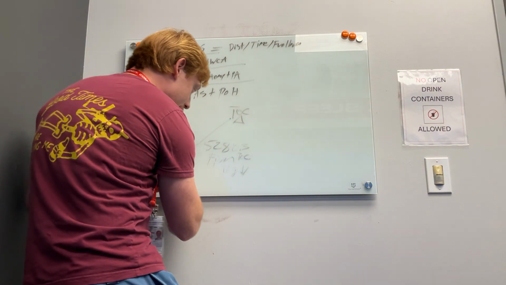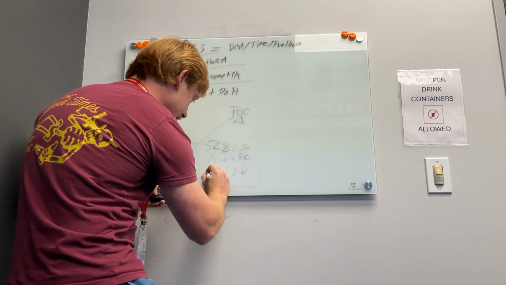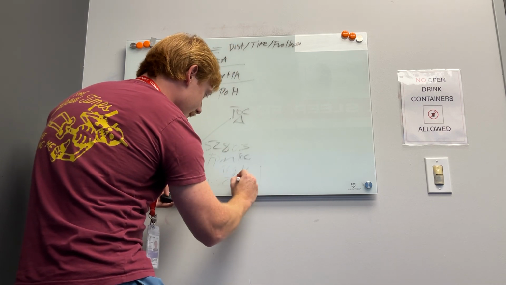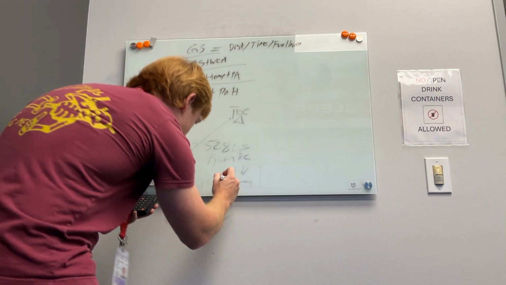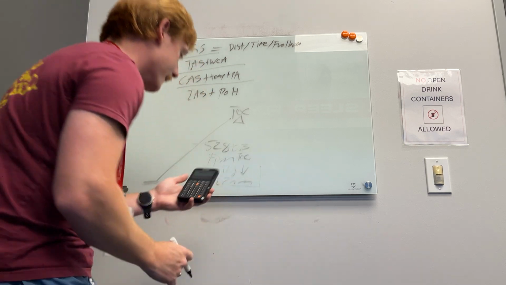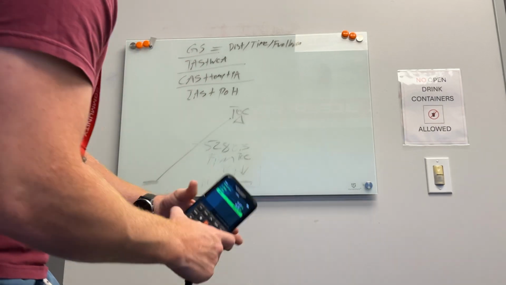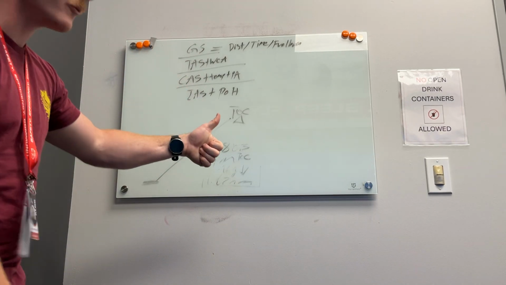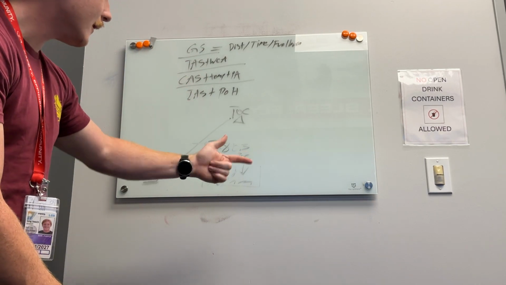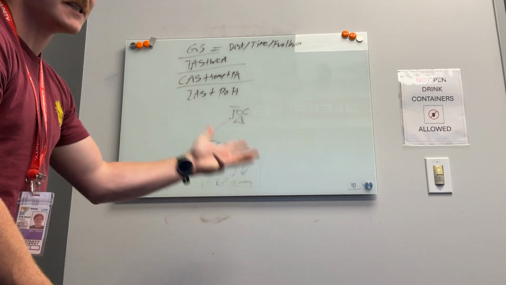So now we know that this distance is 11.67 nautical miles. I'm sure this looks impossible to read, but we just input that value. And so now what do we have? We have our feet per minute climb rate, our time, our fuel burn, and our distance.